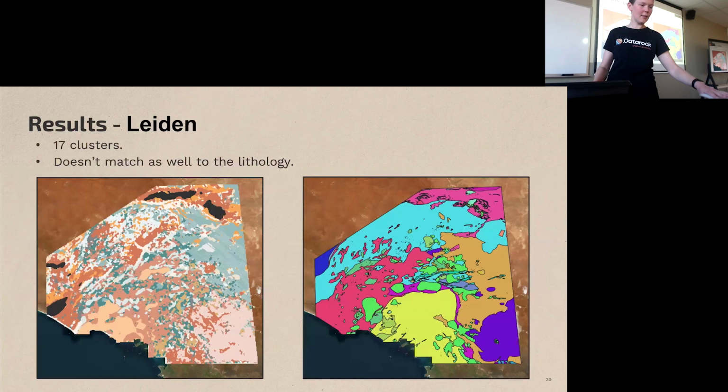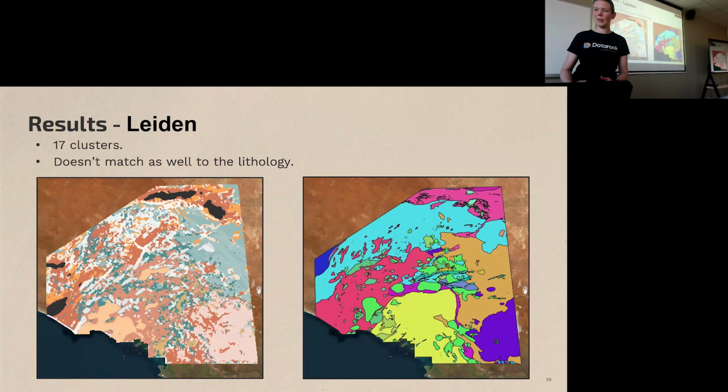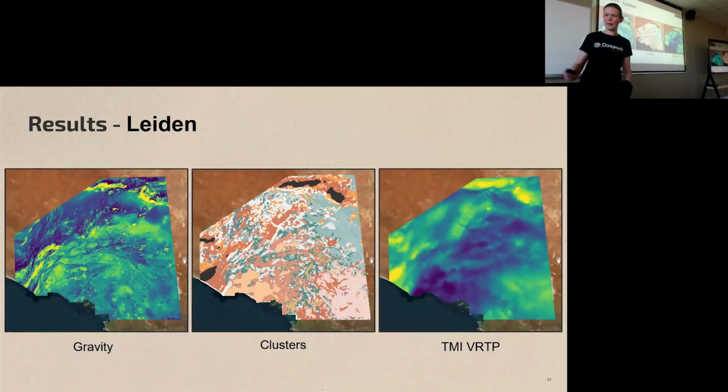Moving to the Leiden method, in this case we identified 17 clusters. Again, there were some similar clusters, some in the Gawler geophysics. But it's a bit more mixed in the middle, and visually it doesn't seem to match quite as well. I'll get into some other results later. Bringing it back to the geophysics, some of those areas are still quite clearly identified in the clusters. It does seem to be picking up a bit more of the smaller features in the gravity, as opposed to the more general magnetic data in this case.